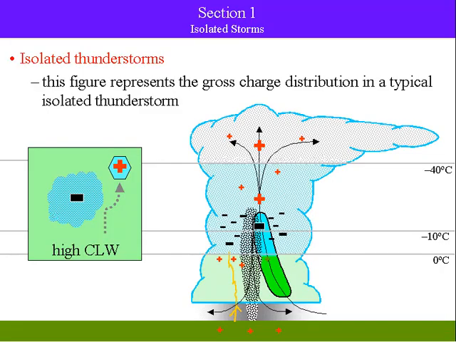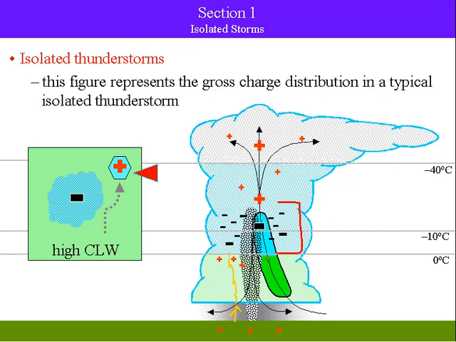Shown here is the charge structure that we expect within a typical isolated summer thunderstorm. This figure represents the gross charge distribution, and what you can see is that we have a predominantly large area of negative charge located between about 0 degrees Celsius and maybe minus 20 degrees Celsius. This negative charge is associated with graupel particles which have formed and grown by riming and collided with the smaller ice crystals within this very high cloud liquid water portion of the storm. Within a high cloud liquid water content area, whenever graupel collides with ice crystals, the graupel takes on a negative charge and the ice crystals take on a positive charge.